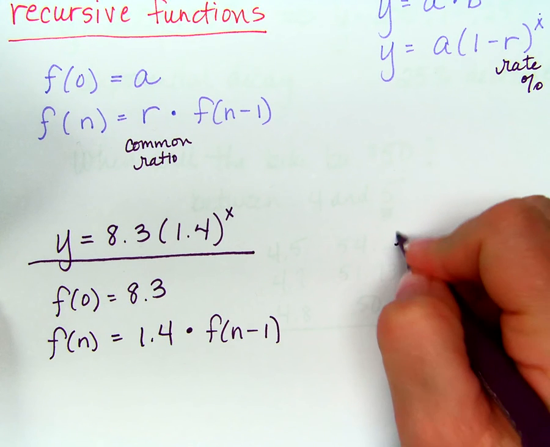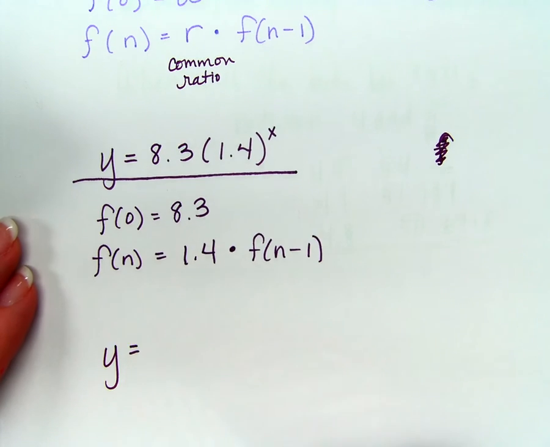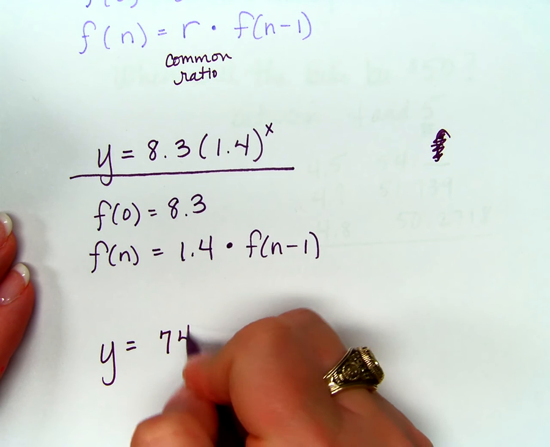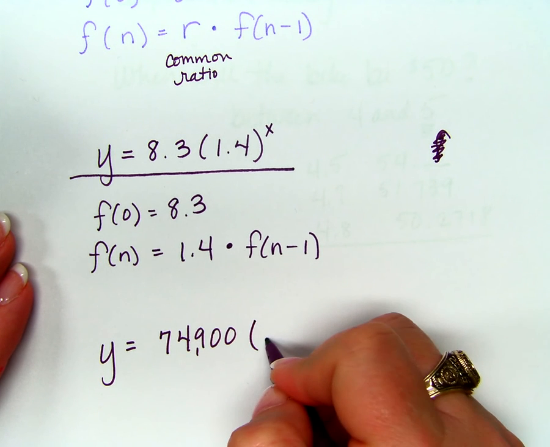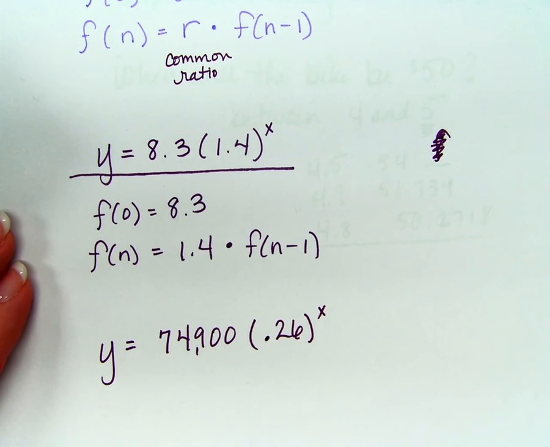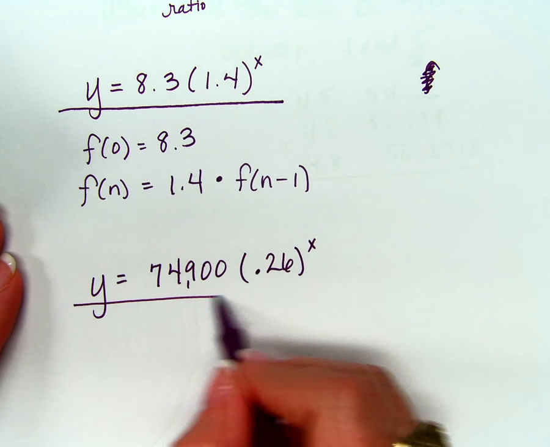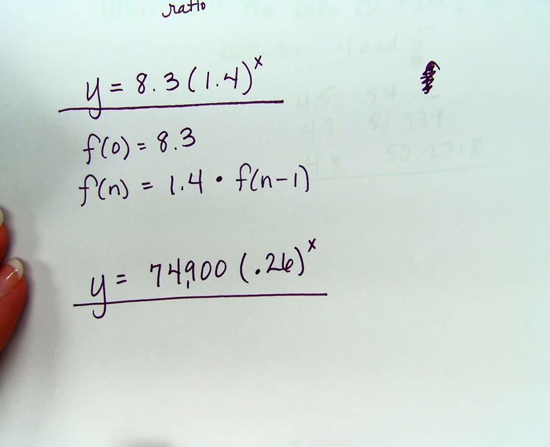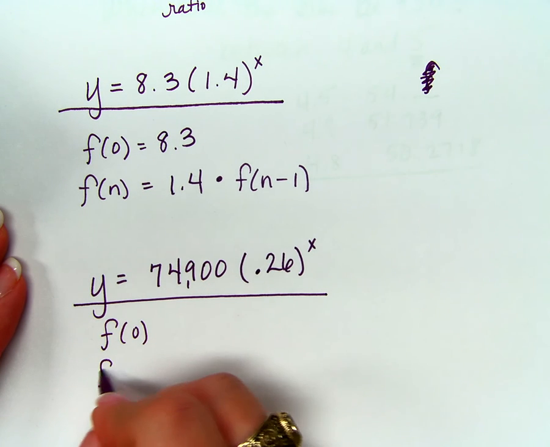Okay, let me see if I can make it harder. Y equals 749,000 times 0.26 to the x. So that's the problem. What two things do I have to write as my answer? F of 0 and f of n.